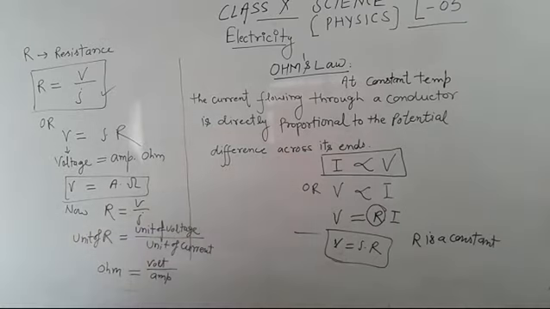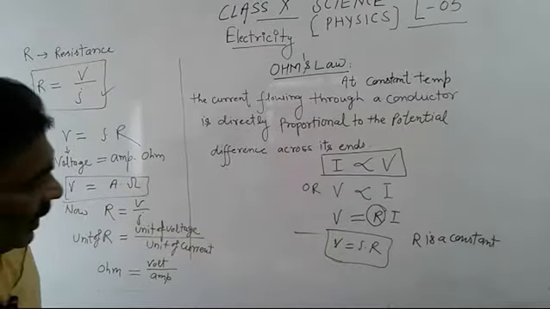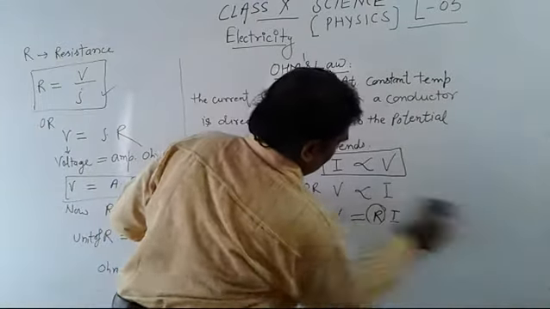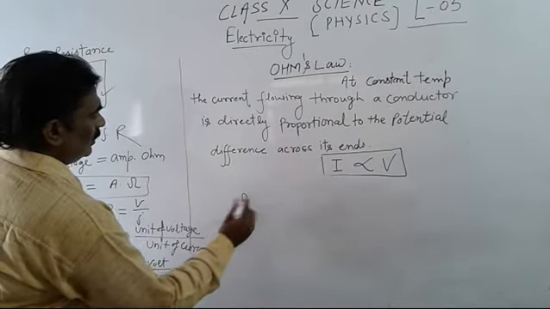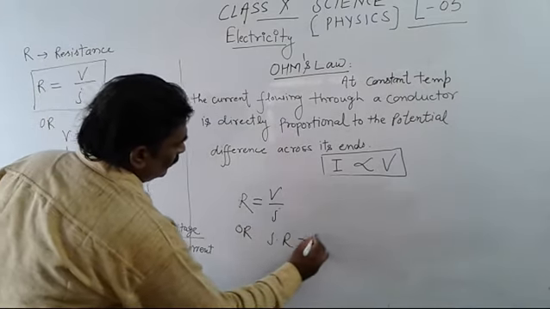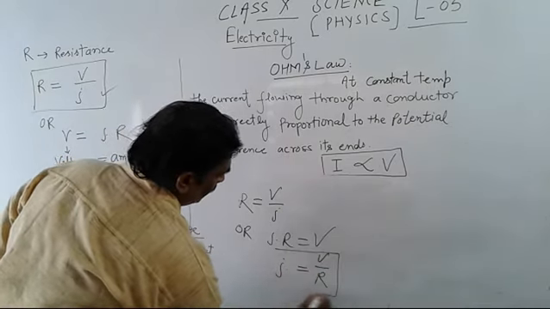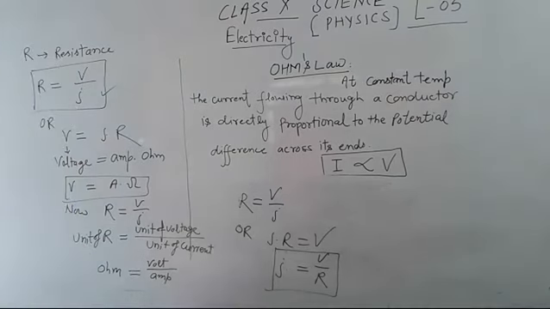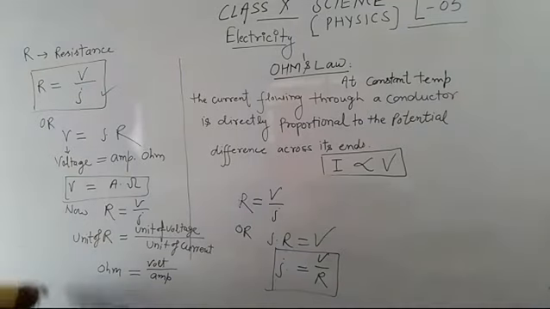So students, we can write here that resistance is equal to V upon I, R is equal to V upon I, or I into R is equal to V, or I is equal to V upon R. This is another form of the relation between current and voltage. Okay students?